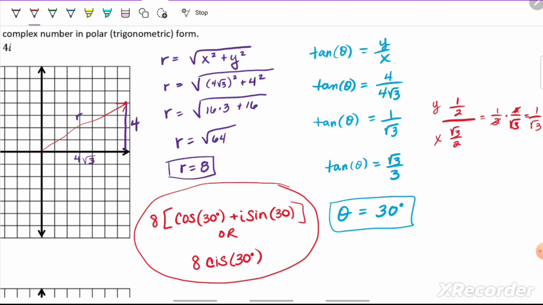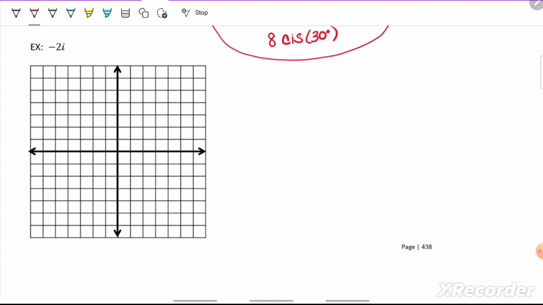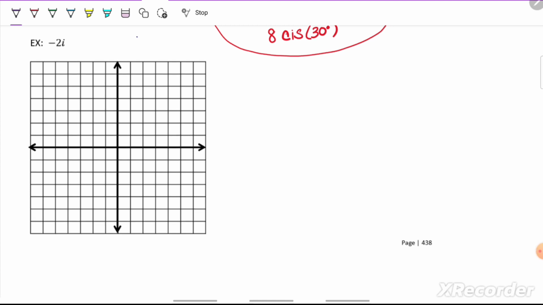Let's try another one. This time we want to convert negative 2i into polar form. Notice that we do not have a real part. This is the same as having 0 minus 2i. So graphing this from the origin, I'm going to go 0 in the real direction and then negative 2 in the imaginary direction.